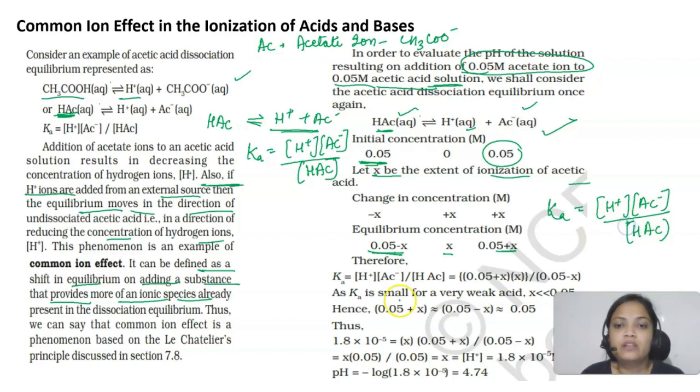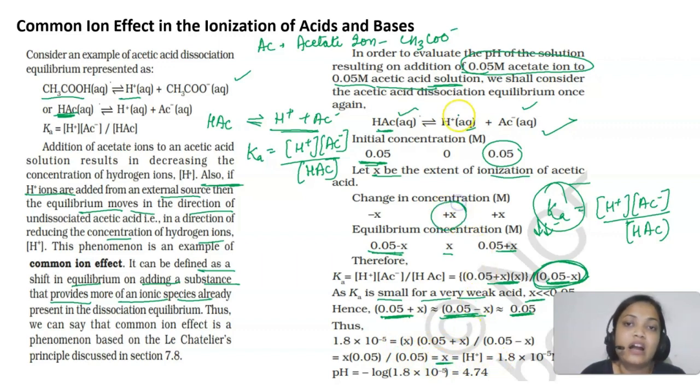So you will be putting the values. Now Ka is very small for a weak acid. It's a weak acid, so Ka will have a very small value. So it means x will be very much less than 0.05. So x will be very much less than 0.05, and 0.05 plus x and 0.05 minus x we can write as 0.05. So just put the values here, and from here get the value of x.